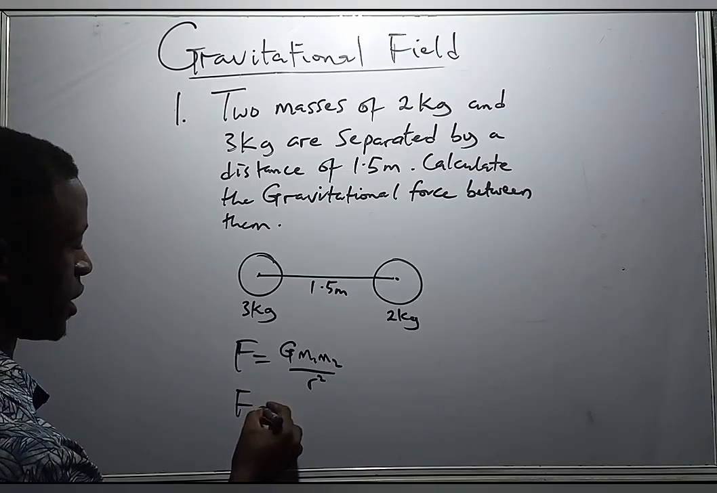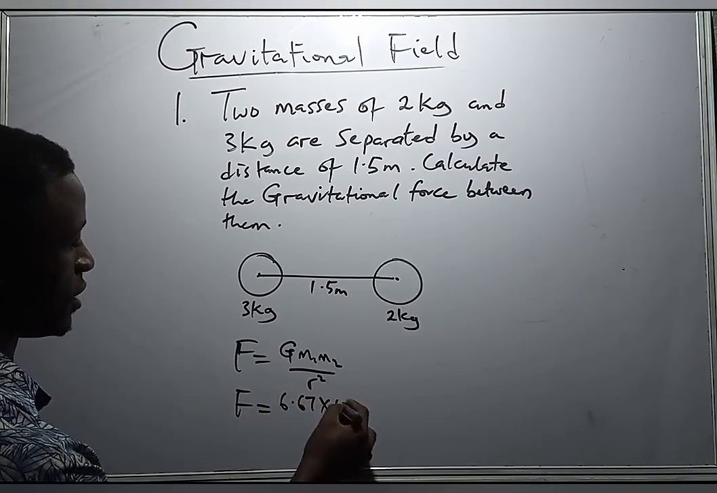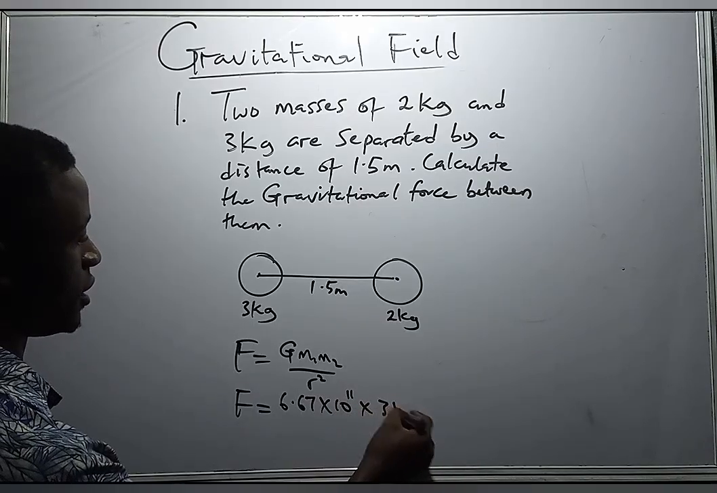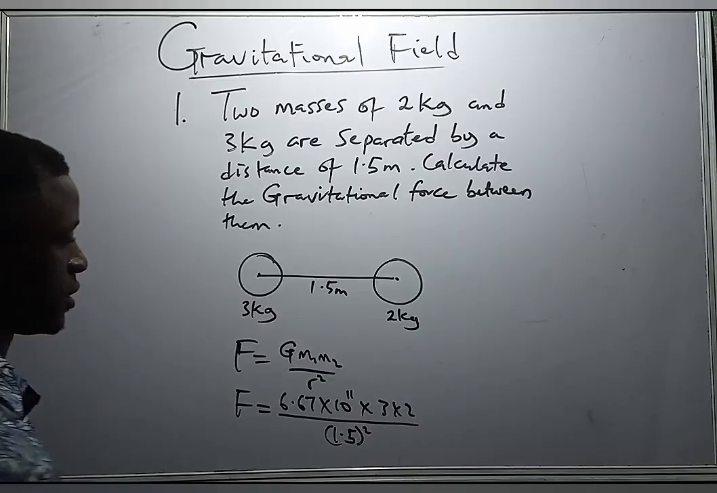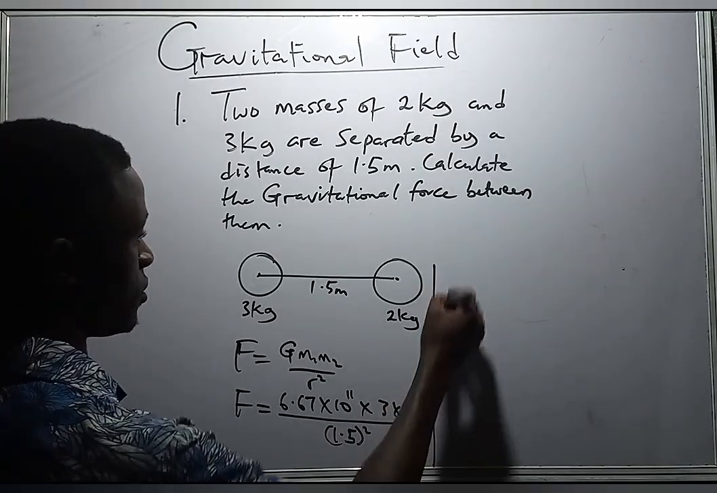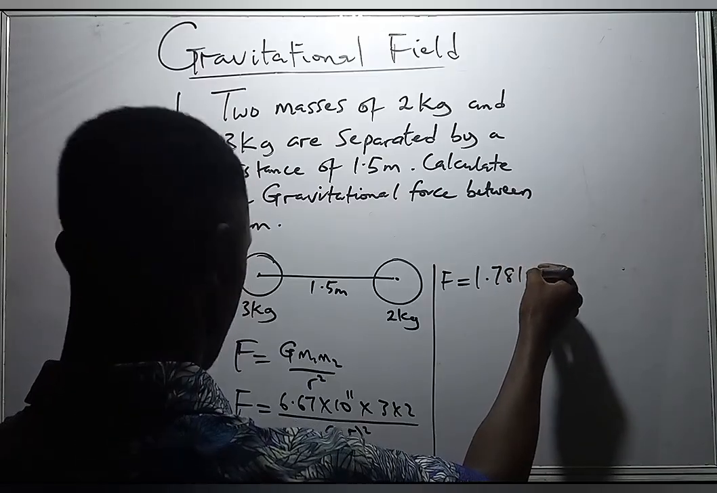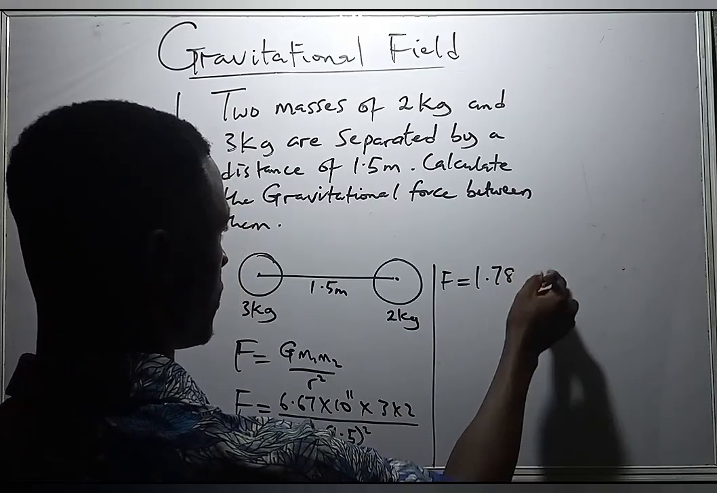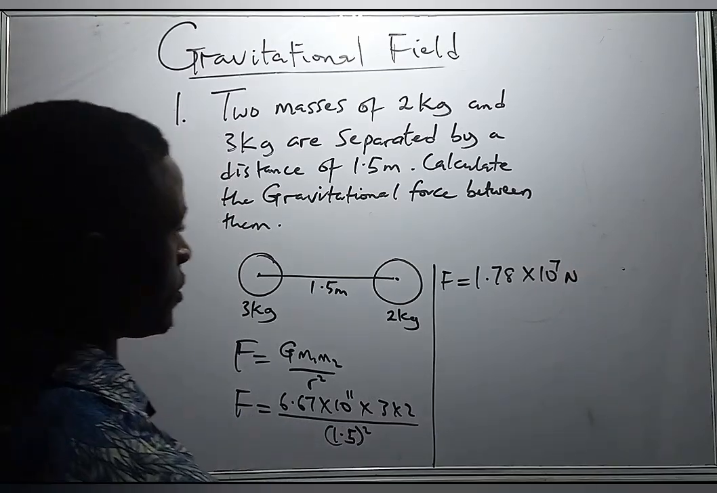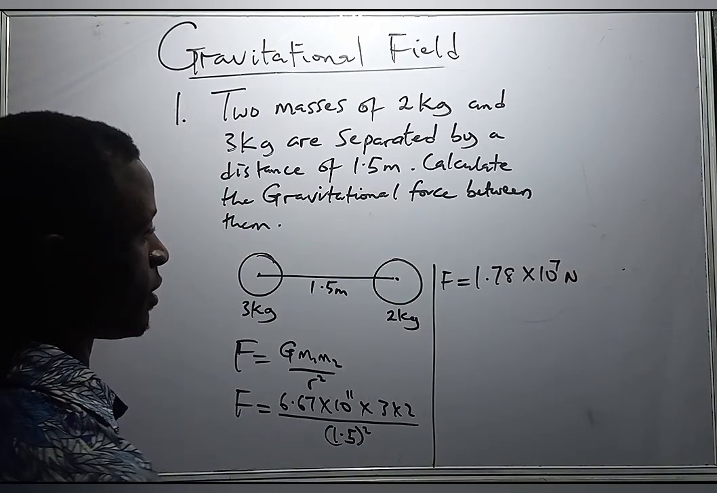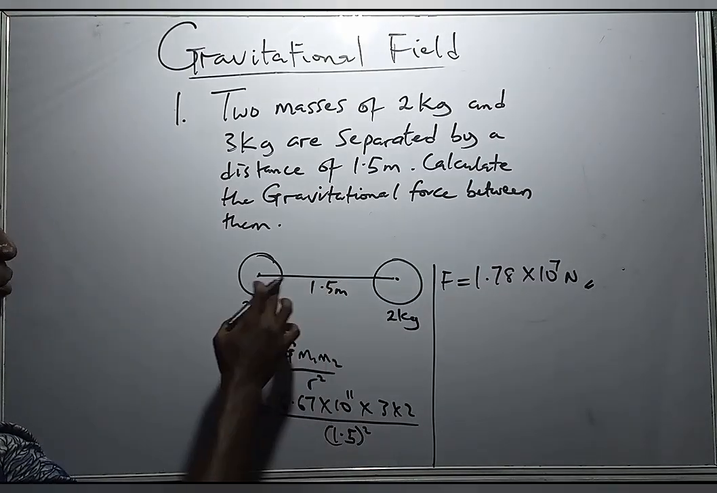So you write F is equal to G, which is 6.67 times 10 raised to power negative 11, times 3 times 2, all over 1.5 squared. If you do that, you're going to get 1.78 times 10 raised to power 7 Newton. That's what you're going to get. 1.78 times 10 raised to power 7 Newton. So that's the force of attraction between these two objects.